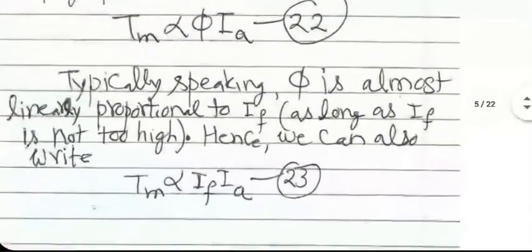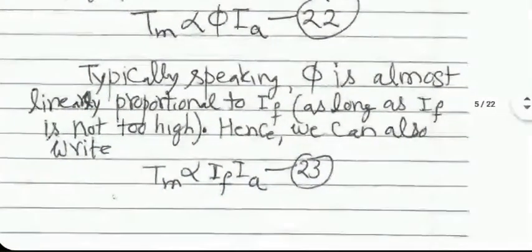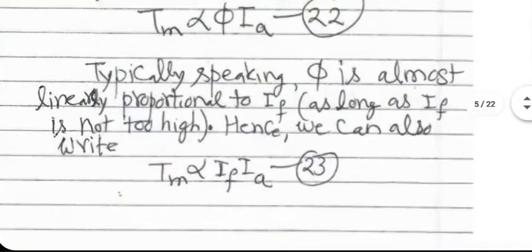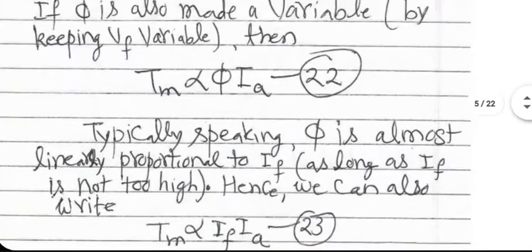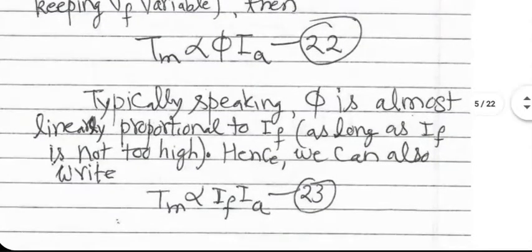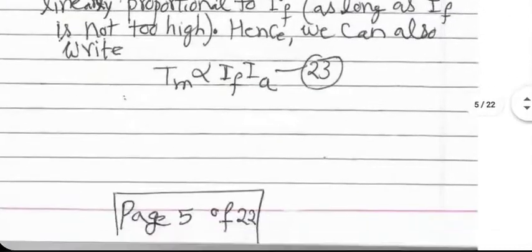Typically speaking, phi is almost linearly proportional to IF as long as IF is not too high, because then saturation would come and linearity will break down. So in equation 22, instead of phi, I can say IF. That means torque produced in this case is proportional to the product of IF into IA. Various ways of looking at the same thing, essentially.